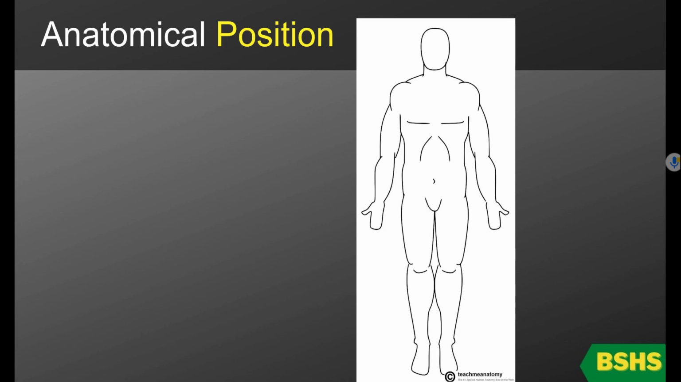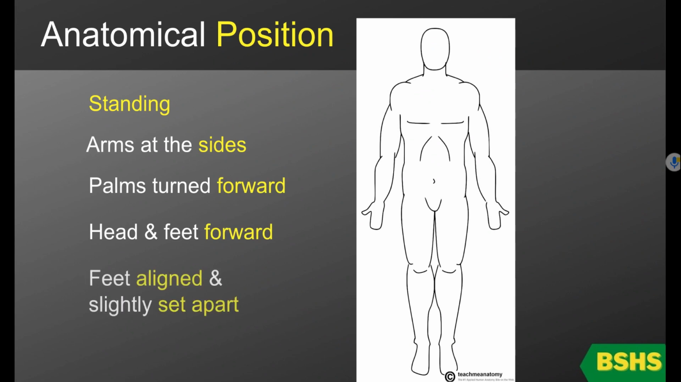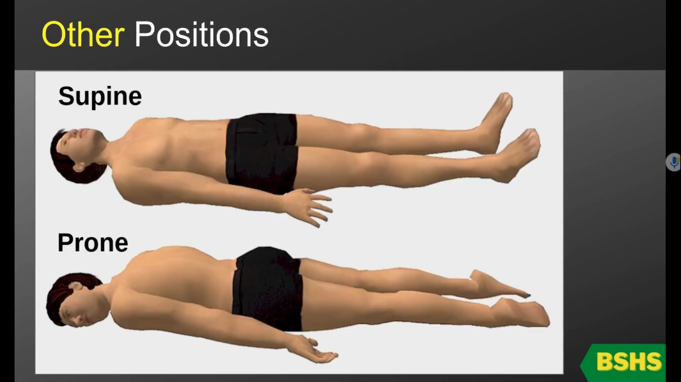In this position, the body is standing with arms at the sides and palms turned forward. The head and feet are forward, and the feet are aligned at the toe and slightly set apart. There are two other terms we use to describe the position of the body when it's not in the anatomical position. In the supine position, the body is face up, and in the prone position, the body is face down.